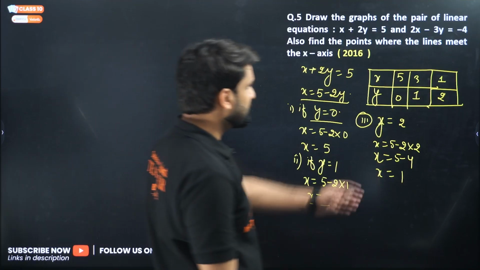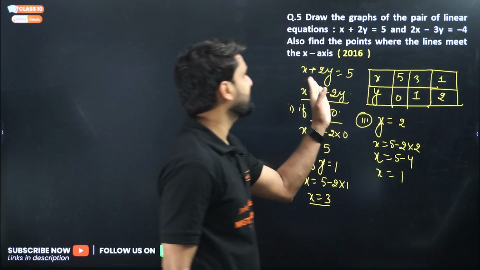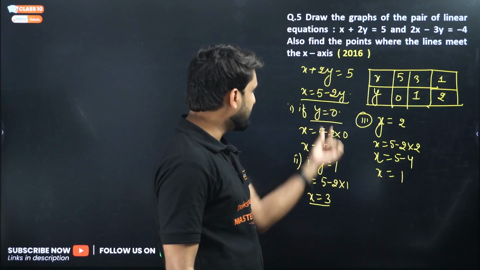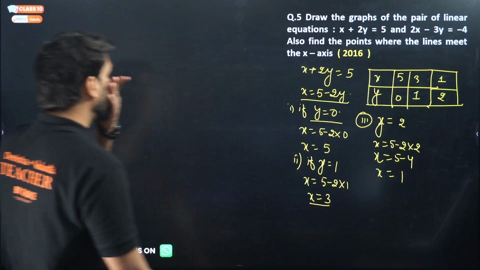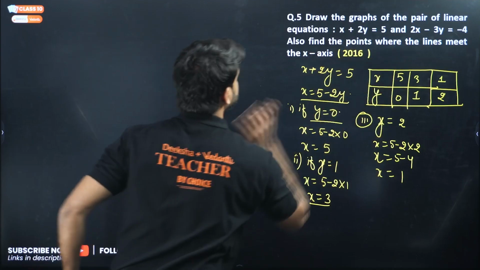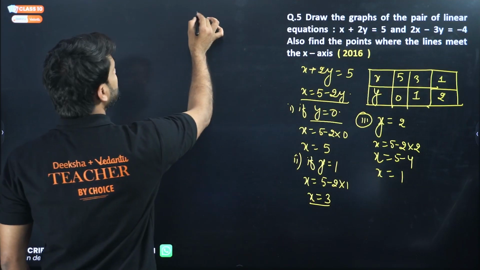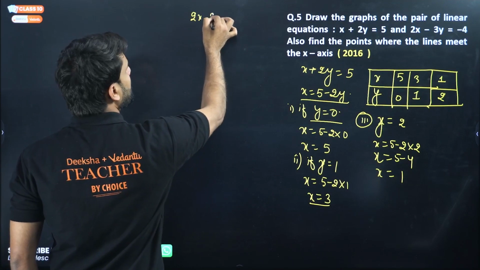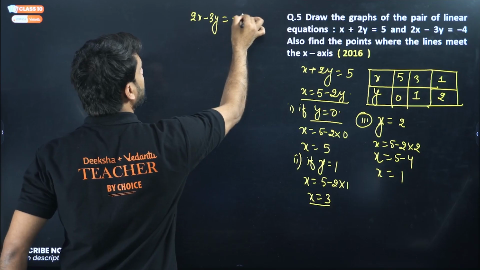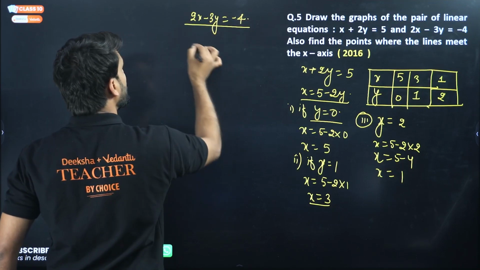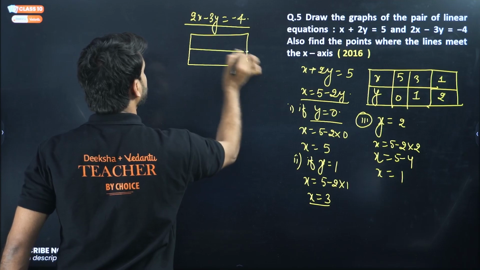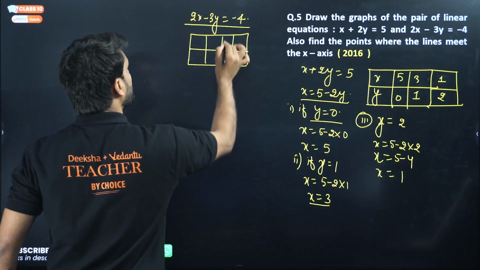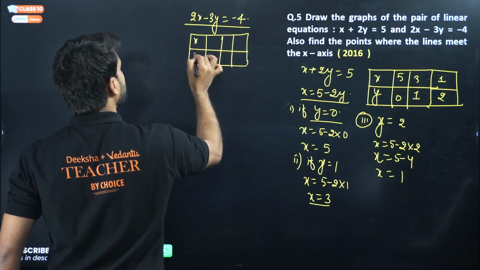So we have just made up the box of first solution, and we have picked up some values to get the solution, right? Now come to second equation. The second equation is 2x minus 3y equals to minus 4. Now make a box and find out the solutions. I hope this is clear. Right here x, and this is y.